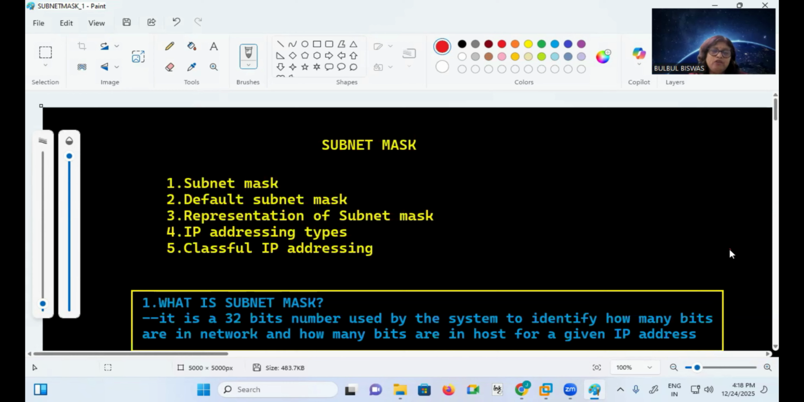Of course, it is part of networking and this is a very important thing. To understand the IP address, we should know the concept of subnet mask.